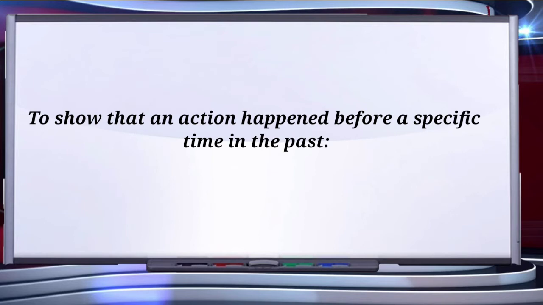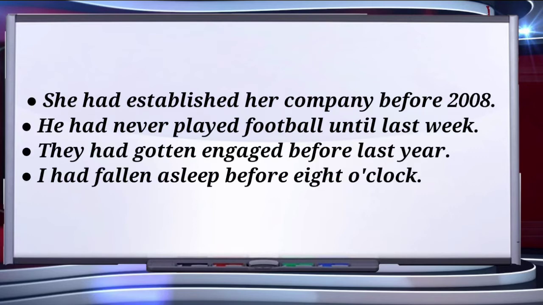Second is to show that an action happened before a specific time in the past. When we have a specific time and before that something happened, we describe those things in past perfect tense. For example, she had established her company before 2008. She had never played football until last week. So we have a specific time and the actions that happened before that specific time. So we describe them with past perfect tense.